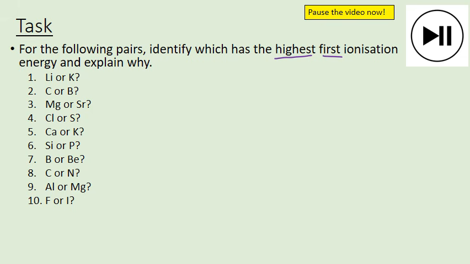So lithium and potassium are in the same group. However, potassium is lower down the group, so lithium has a higher first ionization energy because it has a smaller radius, has less shielding, stronger attraction.